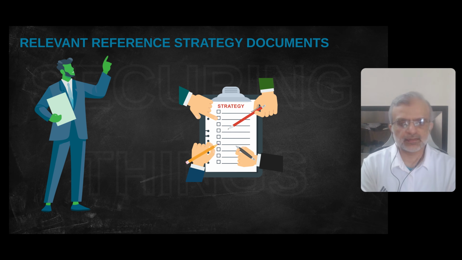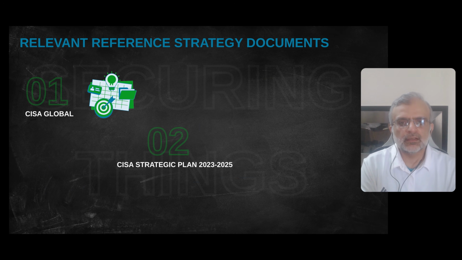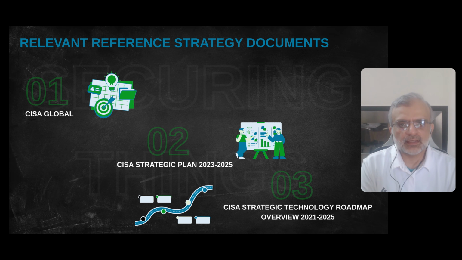In terms of reference strategy documents, the Cybersecurity and Infrastructure Security Agency, CISA of the USA, has a few relevant documents. That is the CISA Global Strategic Plan 2023 to 2025. It's a good document to read. They also have the Strategic Technology Roadmap Overview 2021 to 2025.